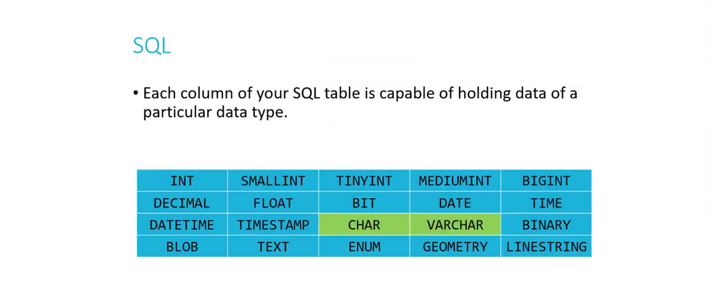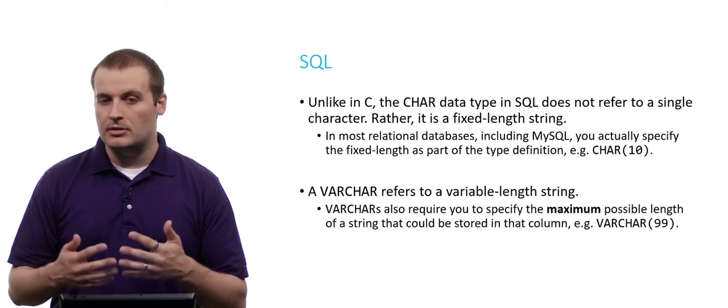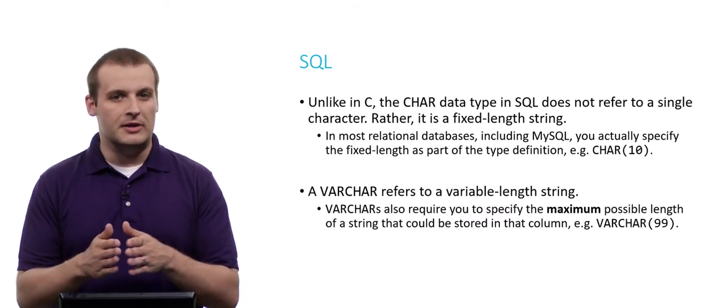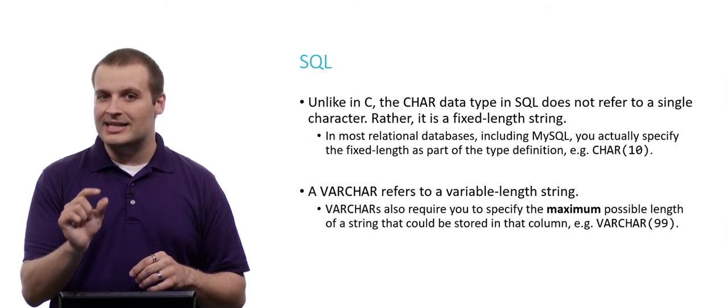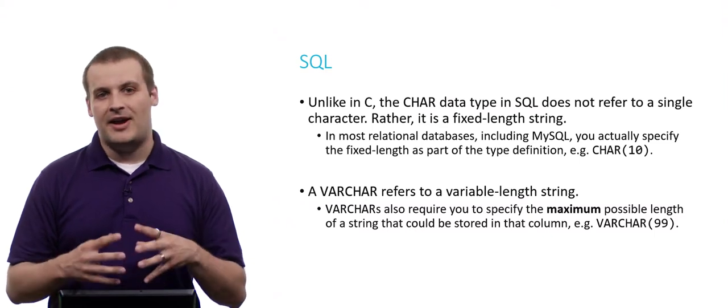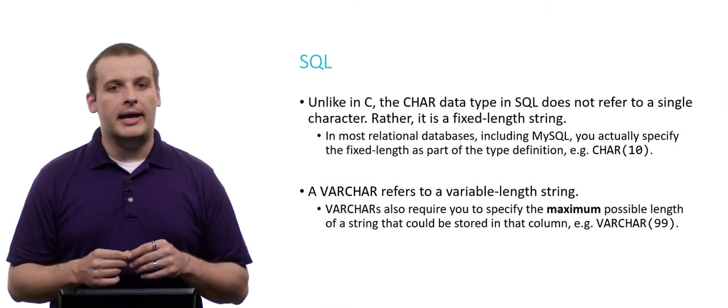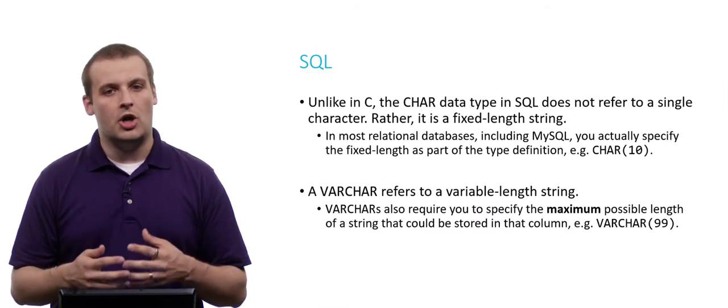There are also char and varchar, and these are not quite the same as what you might think they are in C. So let's just take a quick second to explain the difference between these two data types, which are pretty important. So unlike in C, char does not refer to a single character. It is actually sort of akin to our notion of a string, but with a caveat that that string is of fixed length. And typically when we specify a char or a varchar type, we have to specify the length of that string at the outset, just like we do in C. So for example, my column type might be a char 10. That means that I can store 10 character strings in that column of my table.